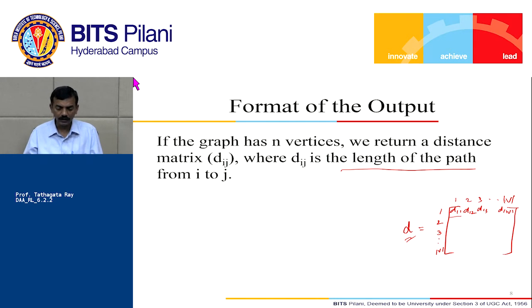So that will tell what the shortest path length from 1 to 2 is, what the path length from 1 to 3 is. When I get this matrix, I have the knowledge of all pairs shortest paths. This distance matrix tells me the distance between any pair of vertices. If I choose the distance between vertex 3 and vertex V, I will look into D3V.